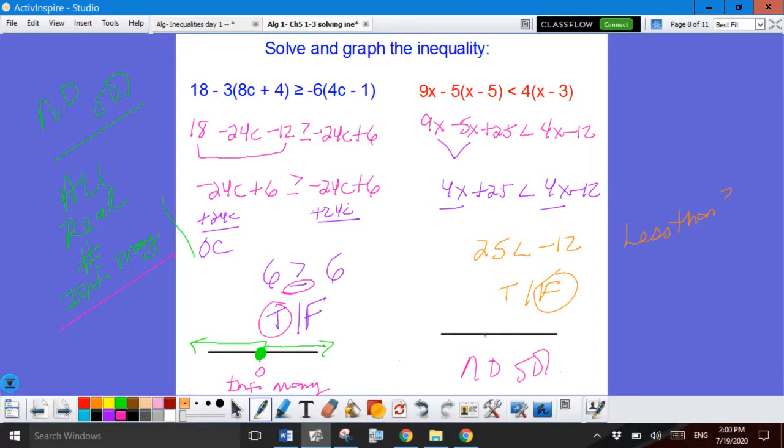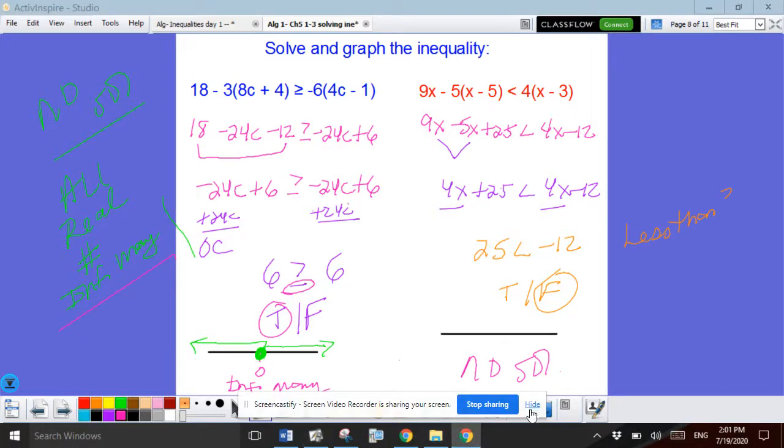Remember that when you're solving inequalities, the only difference between solving inequalities and equations is just when you multiply or divide by a negative number, that sign has to flip. Other than that, you're great at solving equations, so I'm sure that this assignment is going to be a piece of cake. So go ahead and do some practice, and then we'll move on to make it a little bit more challenging.